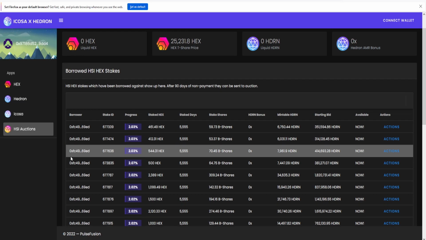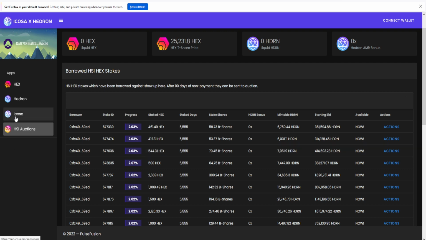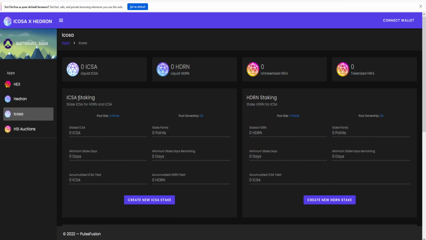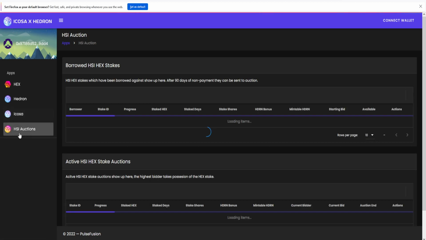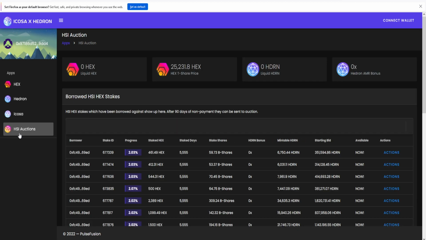So we're selling our stake to the contract, we are getting a certain amount of Icosa. This Icosa, we can stake it in the first pool here and earn Icosa as yield and Hedron too. Or we could just keep it liquid or sell it on the open market for whatever crypto or stablecoin we like.